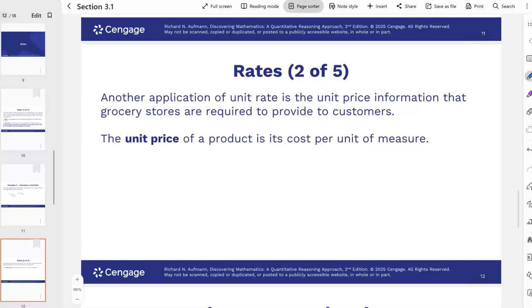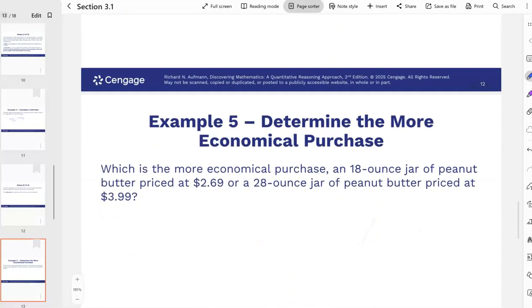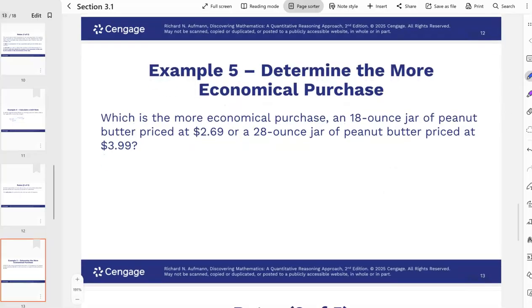Another application is the cost per unit of measure. That's one that we just did a few minutes ago. Which is the more economical purchase, an 18-ounce jar of peanut butter priced at $2.69 or a 28-ounce jar of peanut butter priced at $3.99? So again, we want price per ounce. So we've got $2.69 for 18 ounces, and then we have $3.99 for 28 ounces.